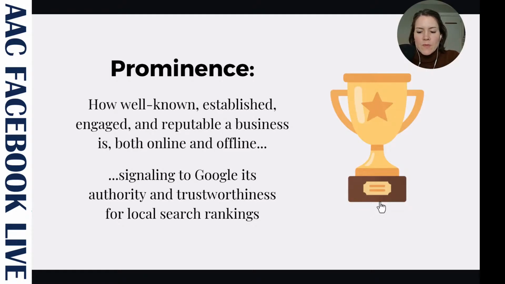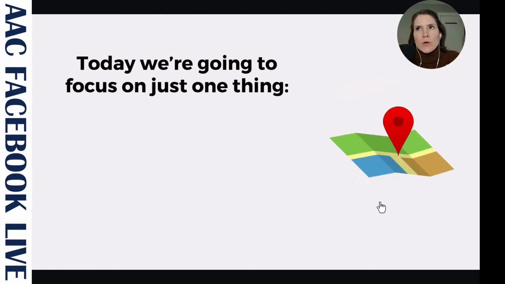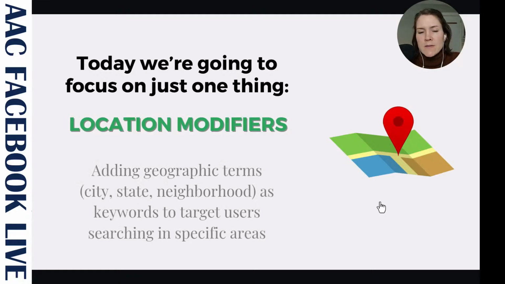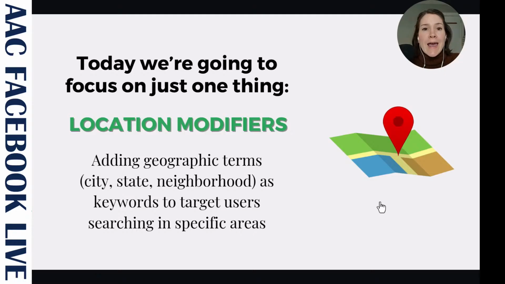Okay. And today, what we are going to focus on is just one very simple addition or change that you can make on your website that has a huge impact. This is called location modifiers. That's just a fancy term for adding your location to very strategic places on your website that Google cares about, to help Google better understand your business.